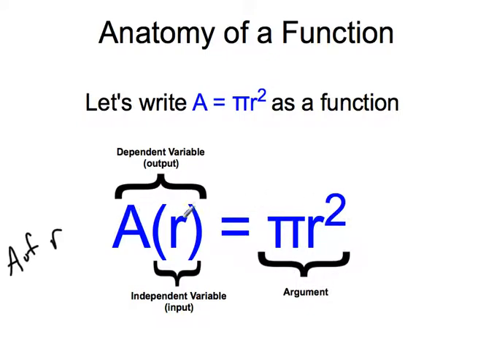And what we're saying when we say a of r is that the area is dependent on the radius. So the dependent variable, area in this case, is actually a of r.